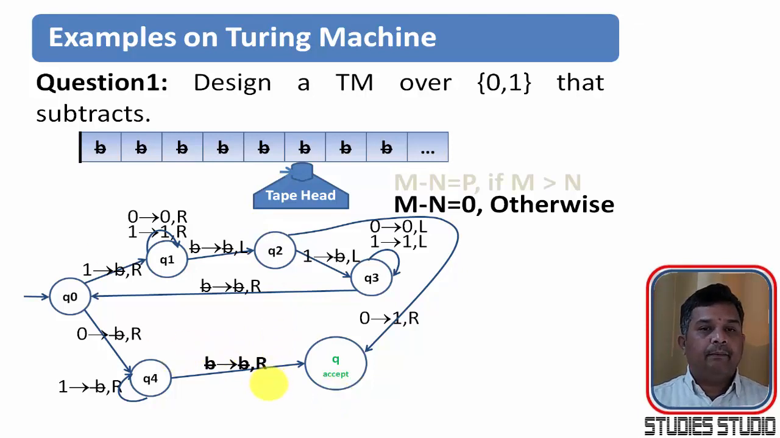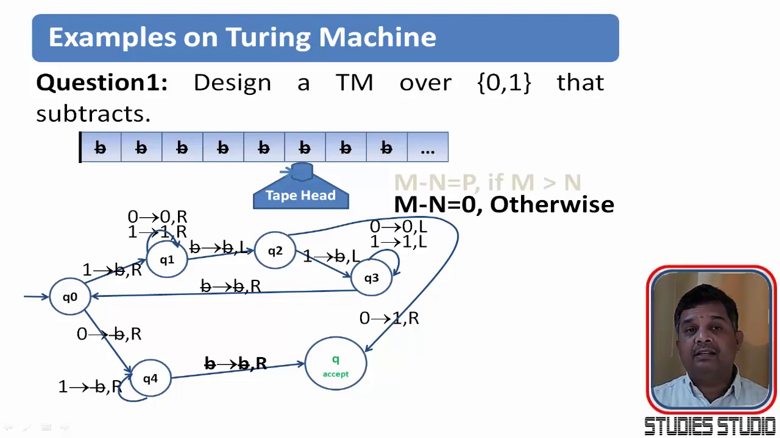Now the above part we did when m minus n is some positive value, when m is greater than n. And the below part that we did here is n minus m equal to 0 otherwise. It means m is either less than or equal to n. I hope you understood how you can perform the subtraction operation in a Turing machine.